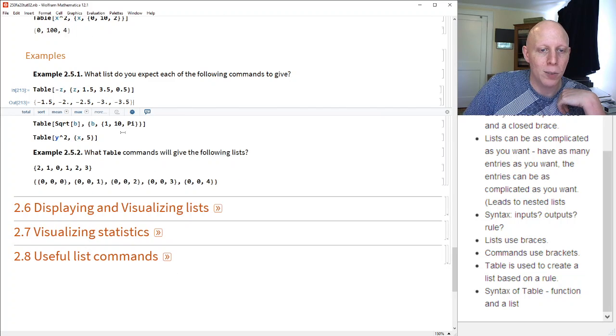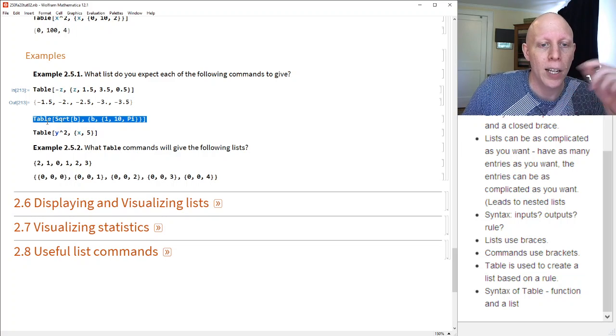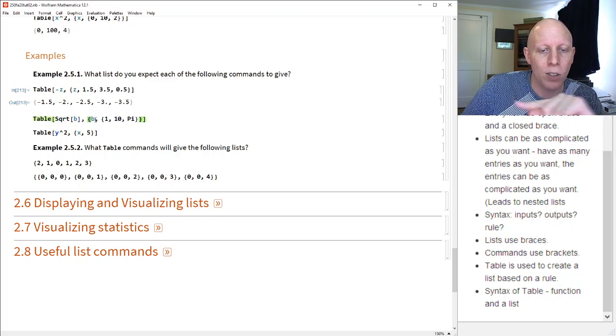Don't worry about that too much. All right, let's look at the next example. Table, SQRT, you probably know that means the square root. Table of the square root of b, where b goes from 1, let's actually parse this a little bit more carefully. We have the table, so we want to find the list of things, each of which looks like the square root of something, and then we need to figure out what those things are that we're going to put into the square root.